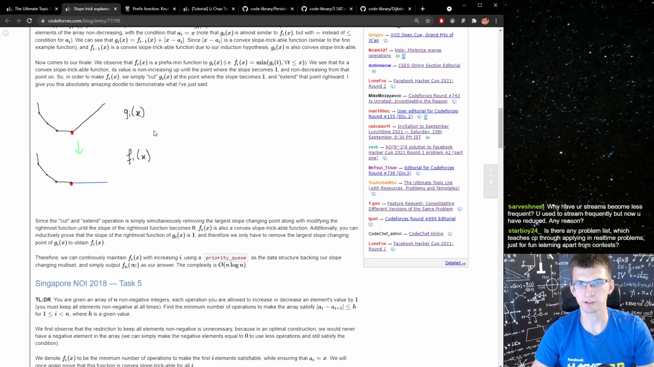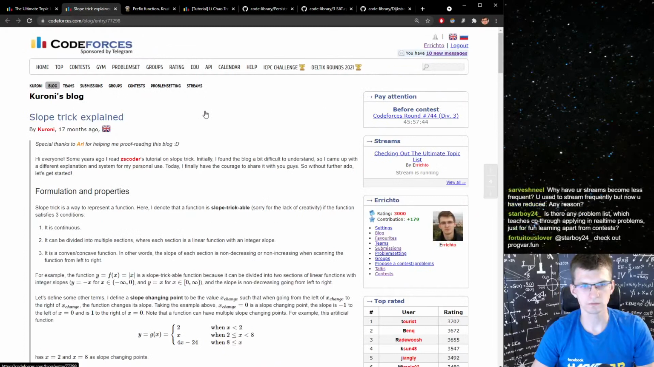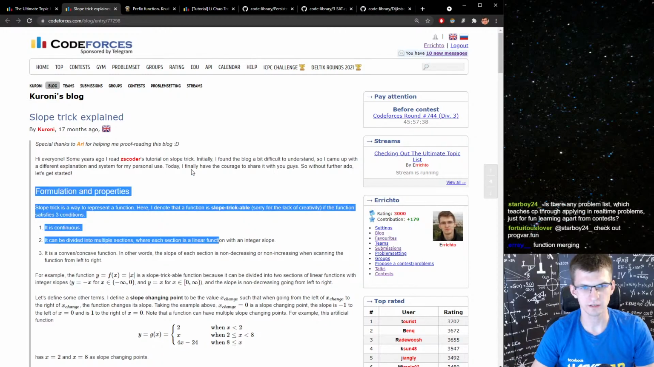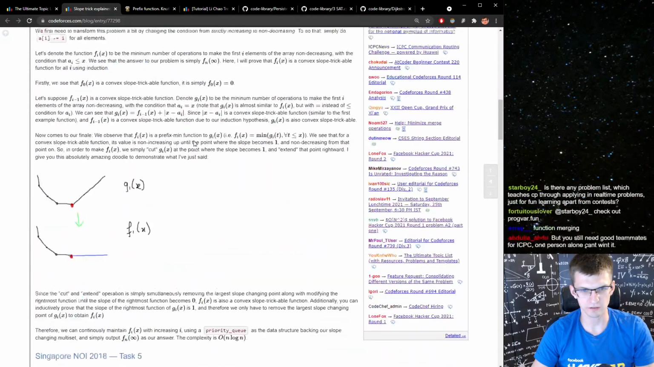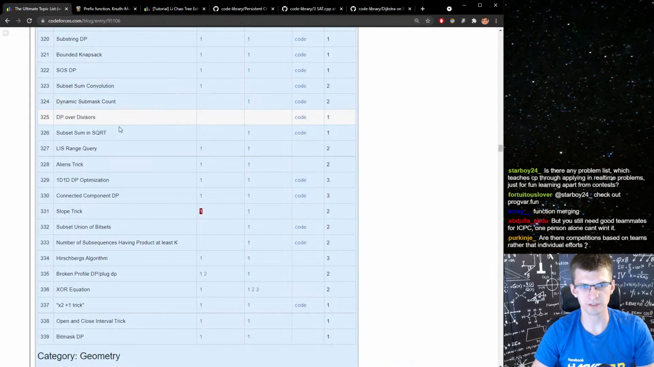I know slope trick. I'm guessing from this drawing. Oh, it's a piecewise linear function. Okay, so I know many problems that require this thing. I wouldn't call it a slope trick.